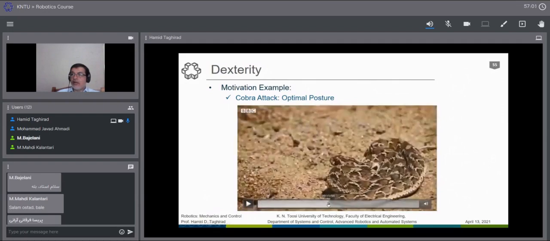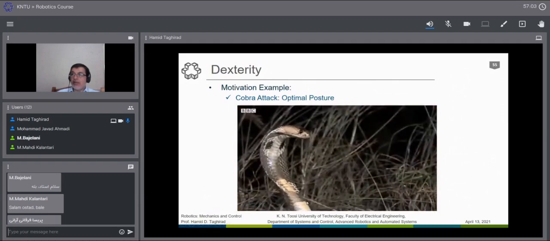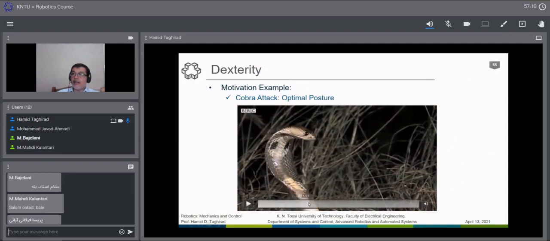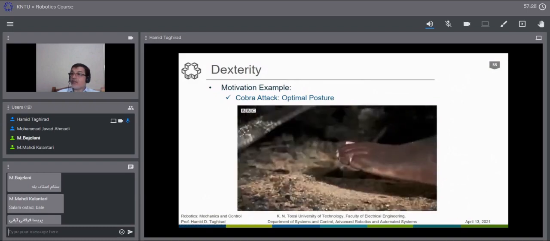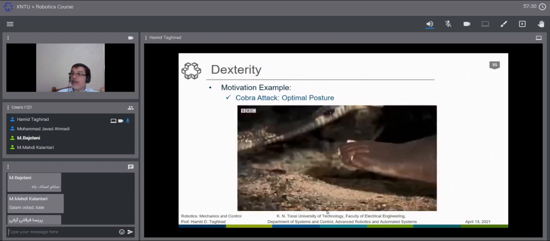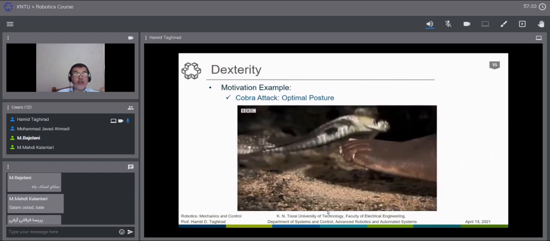You saw here, as you see, look at the configuration the snake becomes. Look at the head, this special configuration, and the height it comes up from the floor to make the attack. And you see the very, very fast speed, that you cannot move away from it.